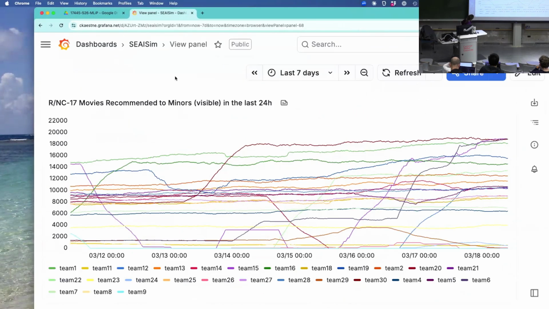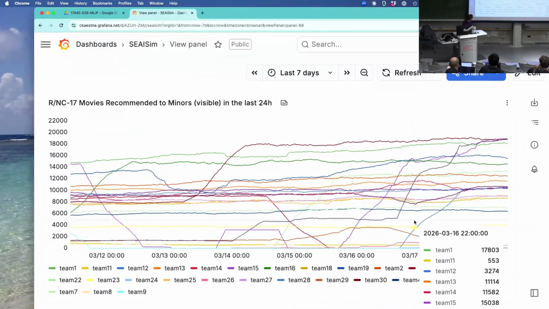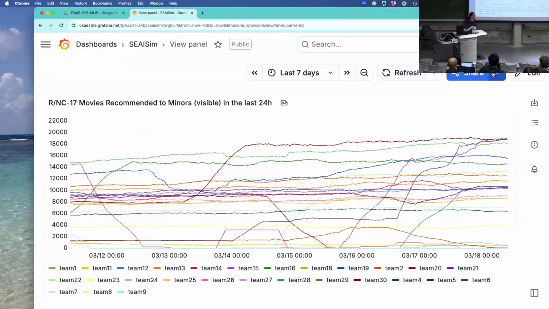So this is cumulative. But some of you have had some spikes. I think it's cumulative, although these drops don't make sense if it's cumulative. Please don't recommend NC-17 movies to minors. Because we will eventually ding you on this. Also, you shouldn't. It's a bad idea. Please don't recommend NC-17 movies to minors. That's all I have to say about that.